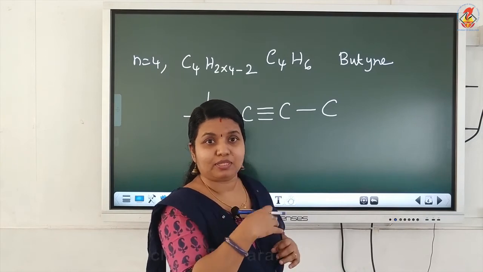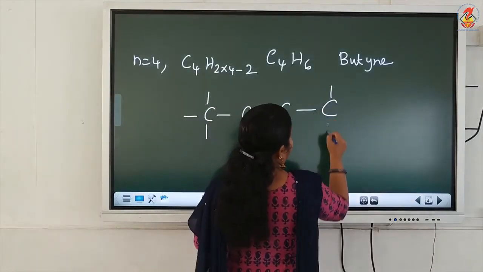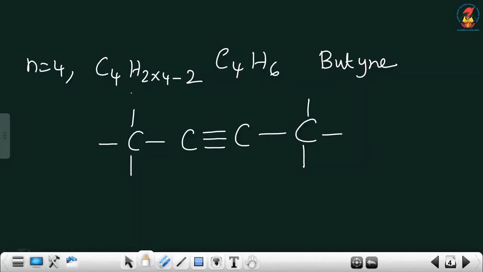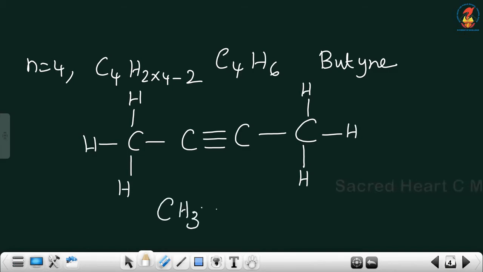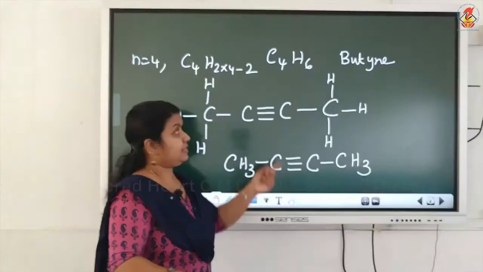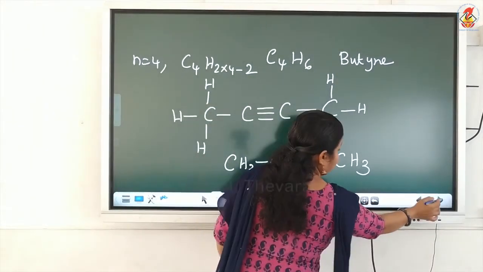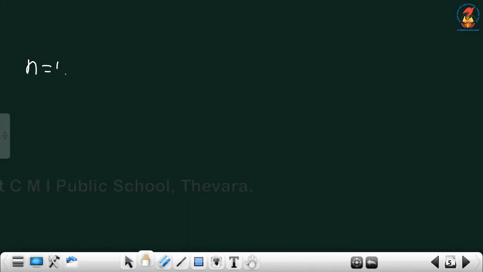These lines are not simply drawn. It is based on its valencies. Now the last carbon, only one valence is occupied. You can write 3 more valencies. So write hydrogens. Now condense it and write CH3, single bond C, triple bond C, CH3. So C4H6, butane.